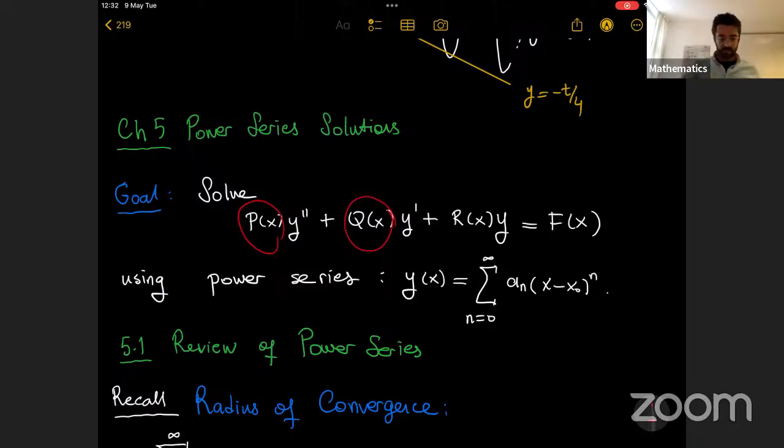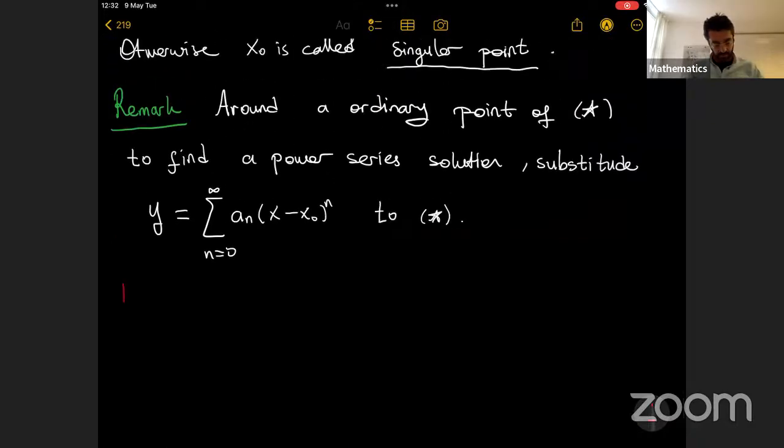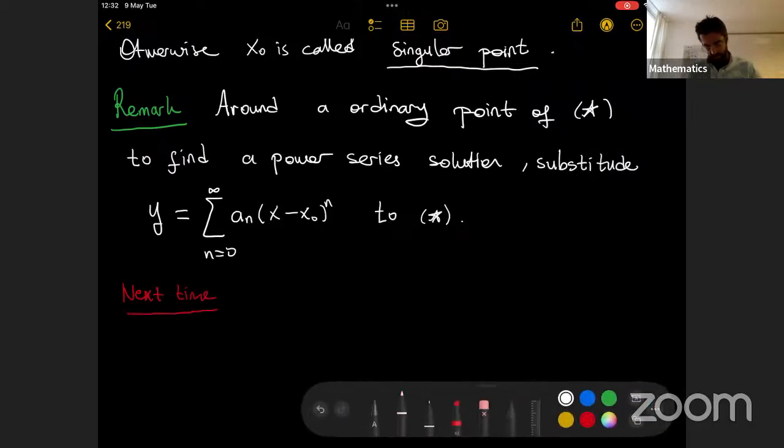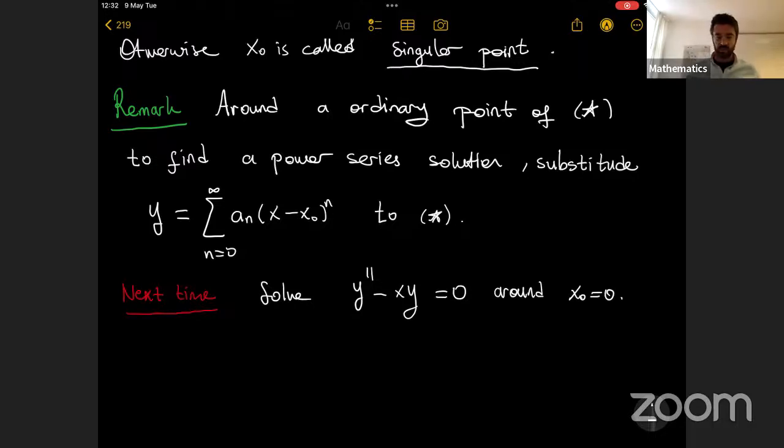All right. Let me write the example, and next time we will solve this. For instance, y double prime minus x times y is equal to 0 around x naught, which is the origin. So we will solve this equation nearby the origin.